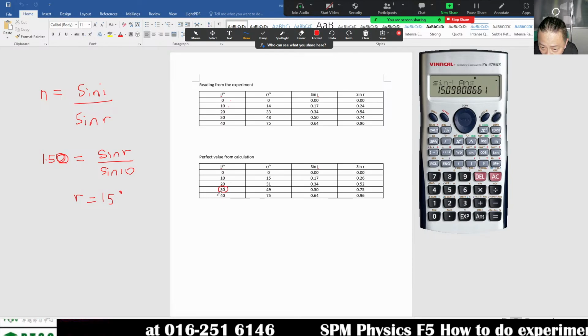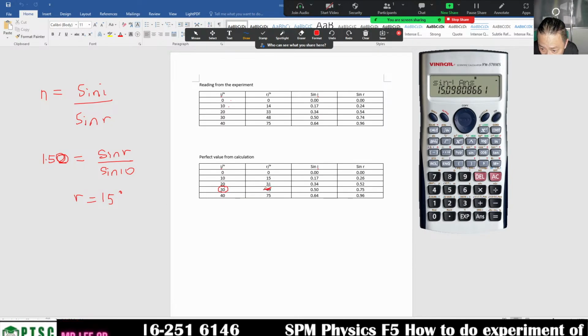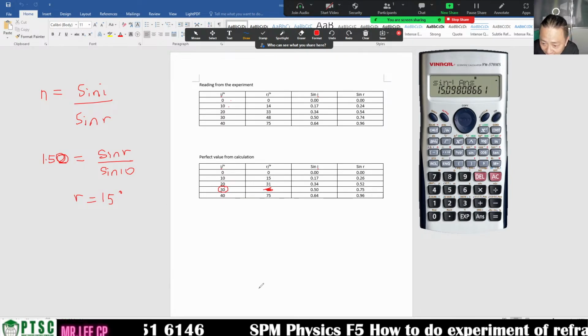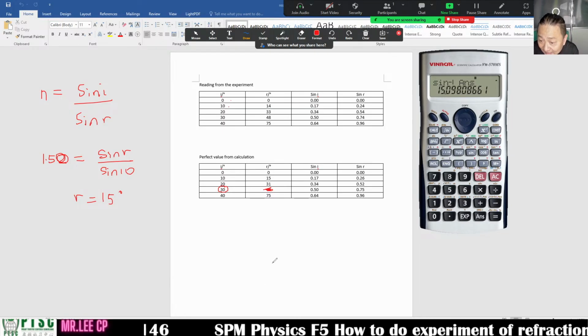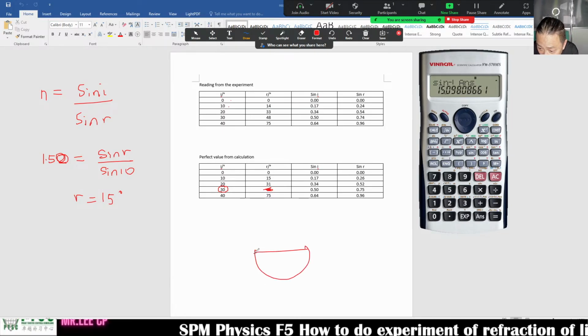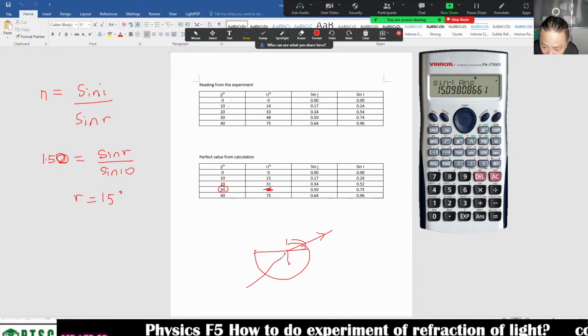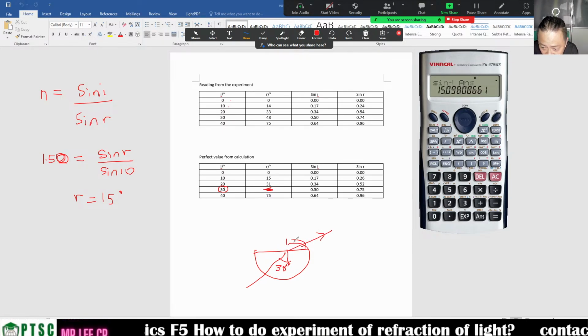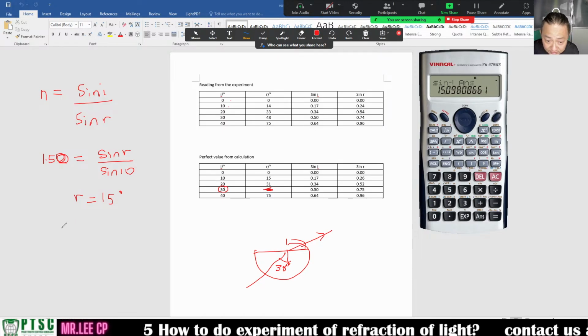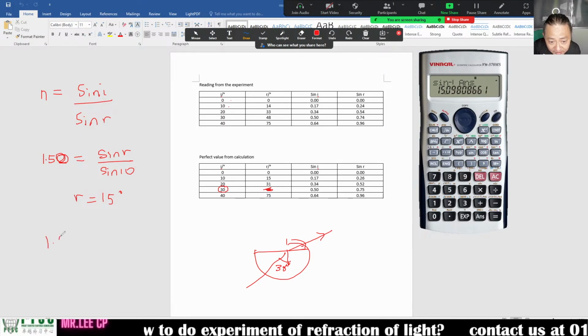Let's say I want to find this angle. I don't know it. When I do this experiment, it is denser to less dense. Denser to less dense, I do it this way. I want to see how far it bends. I know this value will be bigger than 30. When my incident angle is 30, it will bend away from the normal. I want to find this, so I know n is 1.5.